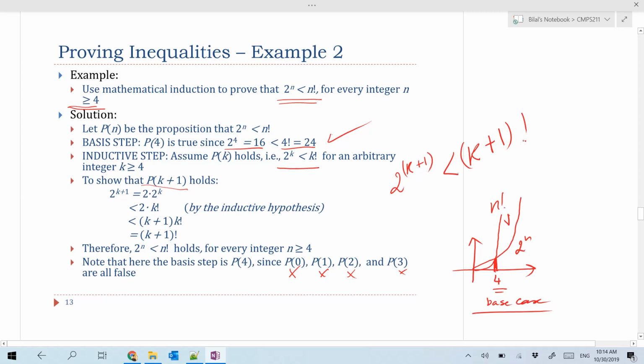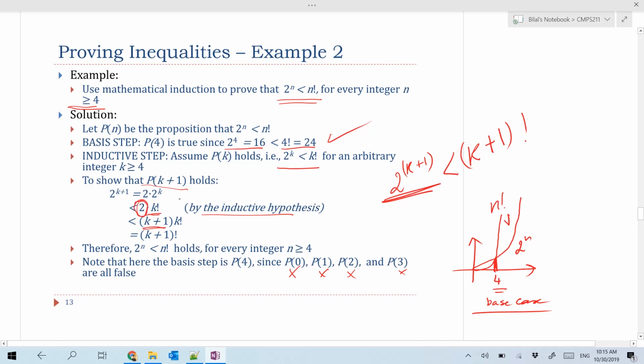So without analyzing the inequality, let's already play with the first part of the inequality given the hypothesis. In fact, 2 to the power k plus 1 is equal to 2 times 2 to the power k, which is strictly less than 2 times factorial of k by the inductive hypothesis. But what we want to have is strictly less than k plus 1 factorial. So without loss of generality at all, we can replace 2 by k plus 1.